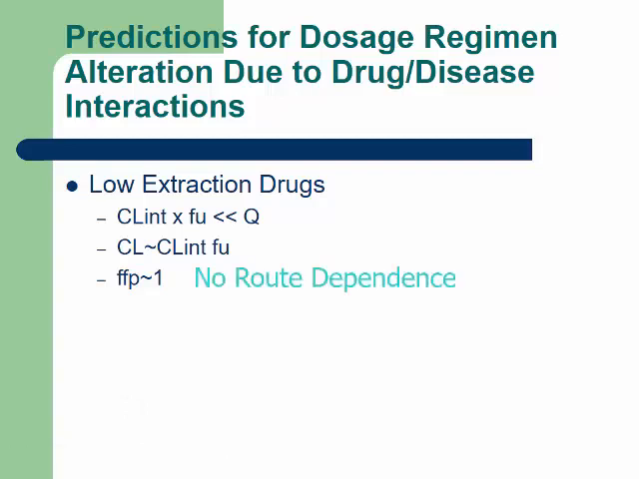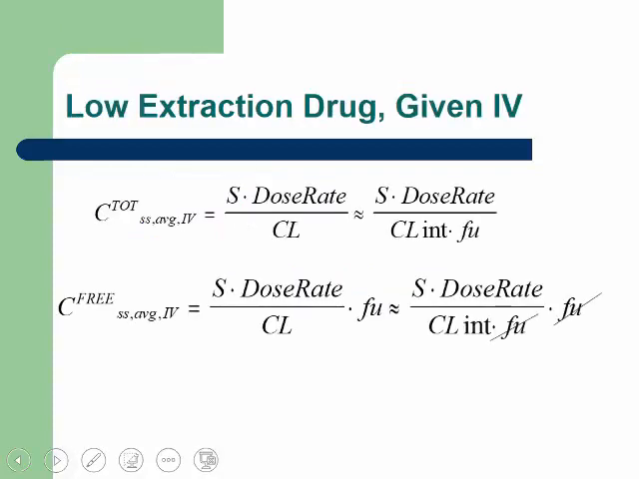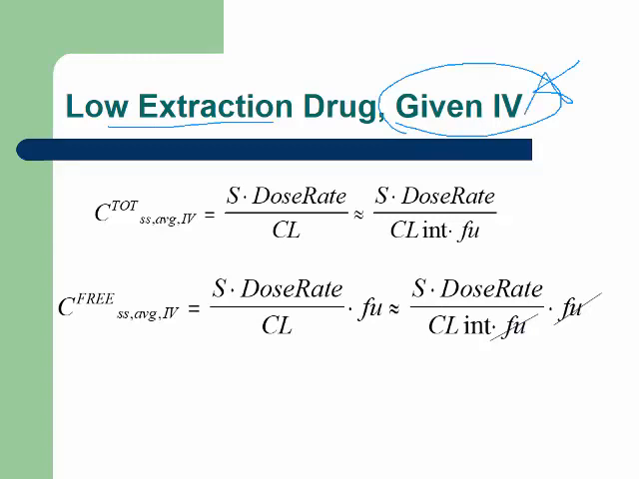There's no route dependence. Fraction that escapes first pass effect is approximated by 1, so we don't have any worries about whether it's given by IV or PO. It's going to be the same factors. So now what we're going to do is, if we give this drug IV, let's think about what's going to happen here. So we're going to give a low extraction IV, okay?